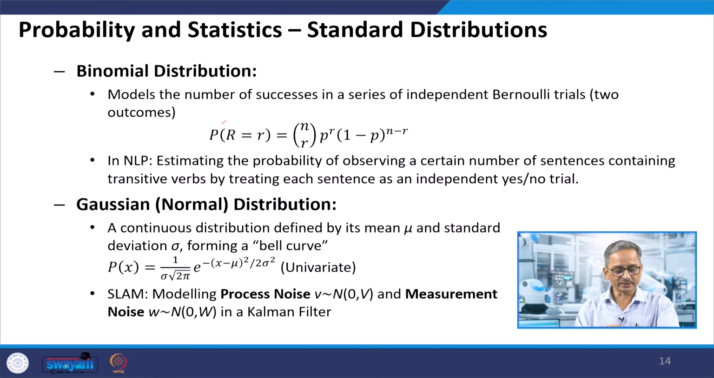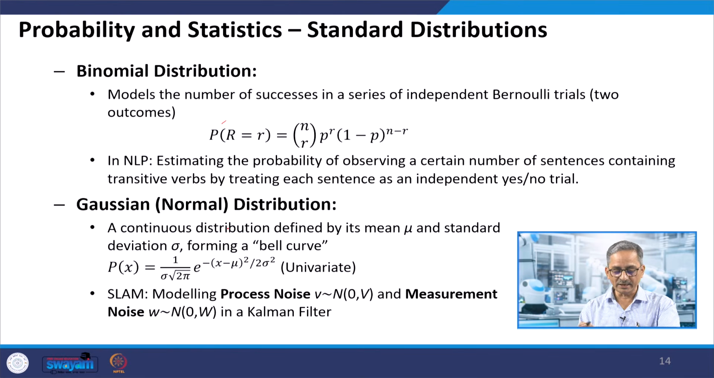And we use this concept in natural language processing, where we estimate the probability of observing a certain number of sentences containing transitive words by treating each sentence as an independent yes or no trial. Then next is the Gaussian or the normal distribution. We are very much aware of this concept as we have been using it for so long.